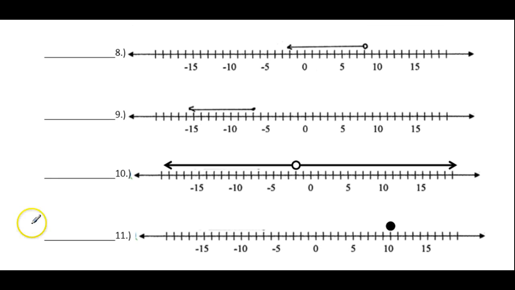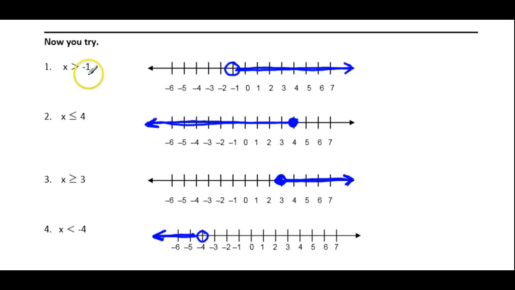Unpause it, and then check your answers. Alright, so take a look at the answers for the first 4. Once again, pay attention to the direction and closed circle versus open circle. Remember, it's only closed if it also equals that as well. Open means it's not equal to that number.